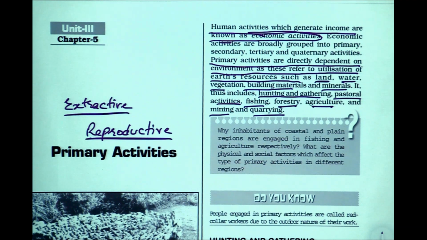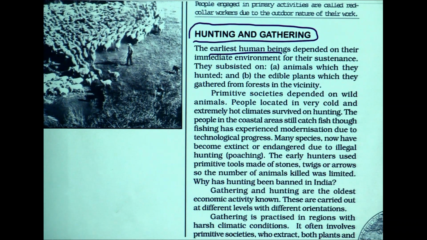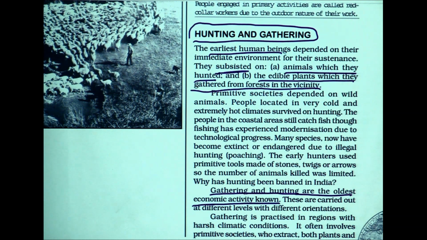Now we need to start with the primitive activities as per our NCERT. So the first and the foremost comes up for us as hunting and gathering. So the earliest human being subsisted on animals which they hunted and the edible plants which they gathered from forest in the vicinity. Now when we talk about hunting and gathering, we can easily understand that gathering and hunting are the oldest economic activity known. These are carried on at different levels with different orientations.